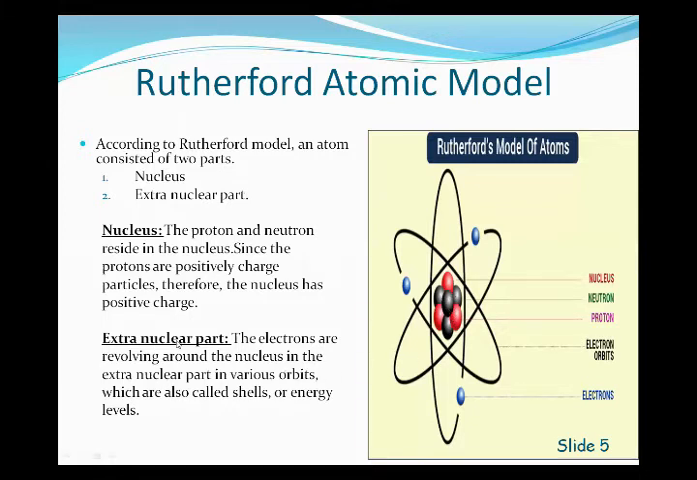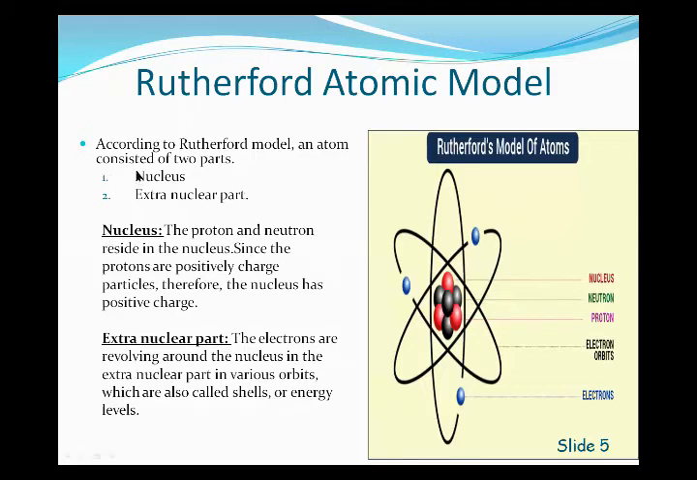Then the extranuclear part. The electrons revolve around the nucleus in the extranuclear part in various orbits, which are also called shells or energy levels, where electrons can move, or we can say revolve around the nucleus in their path. Electrons have a negative charge. So this is the Rutherford atomic model.